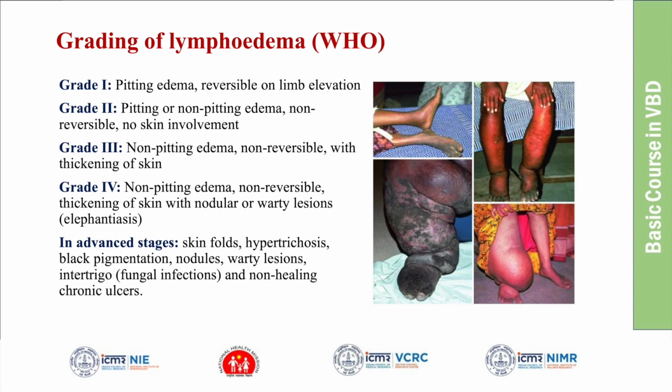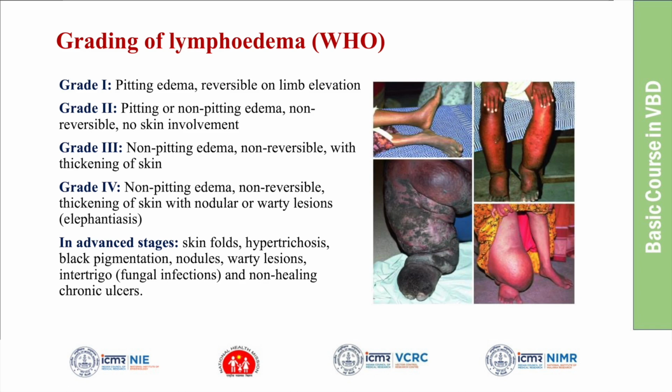Okay, as it further progresses in advanced stages, you'll see multiple skin folds. The skin folds can be deep or shallow. There will be hypertrichosis, black pigmentation. There will be warty lesions, mossy growths. Then between the skin folds there will be fungal infection, and often, if the limb is not kept clean, secondary bacterial infections can occur.